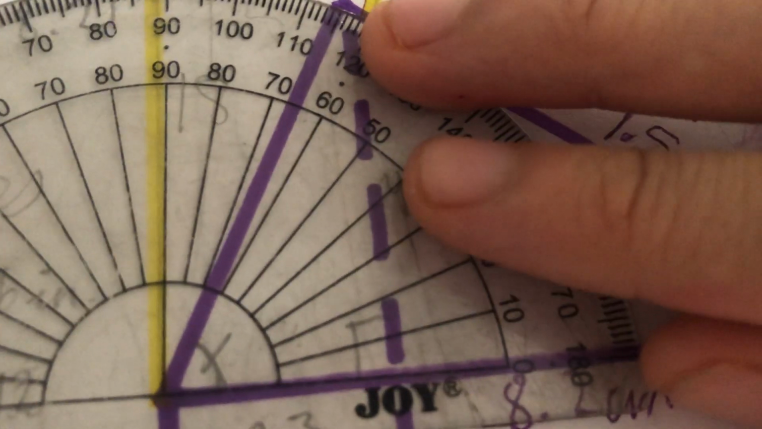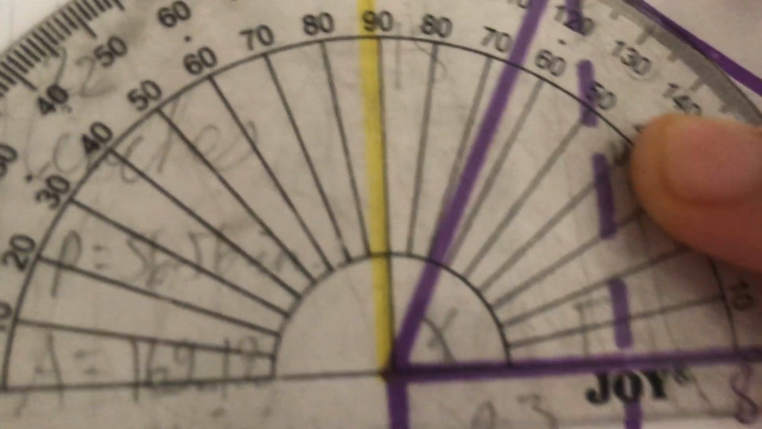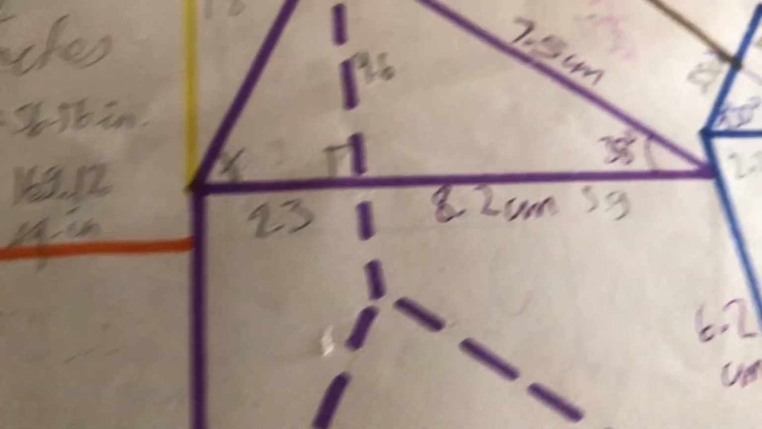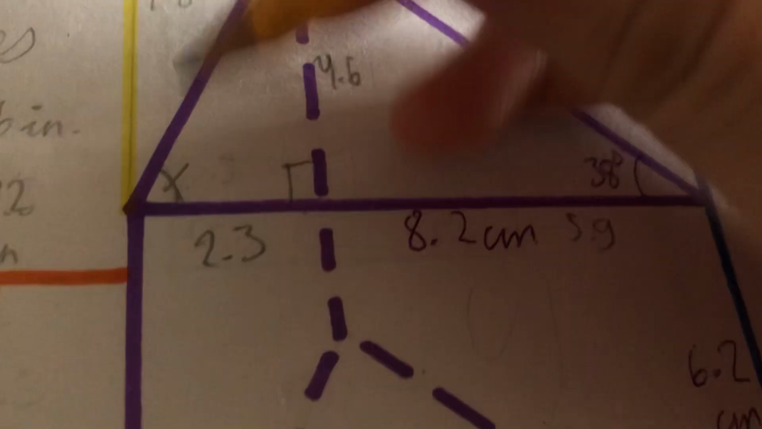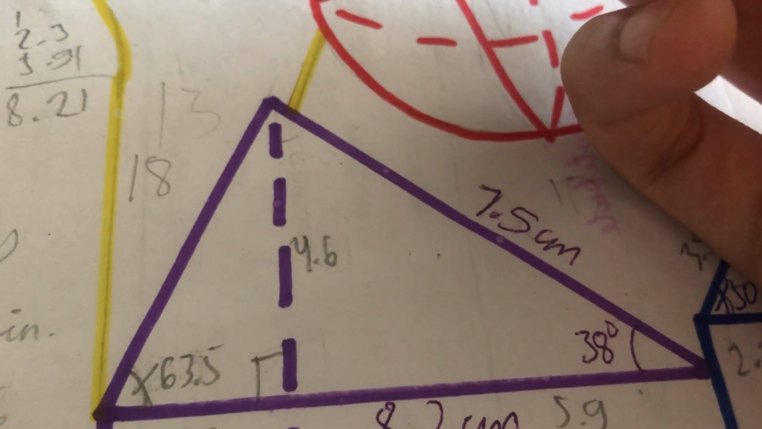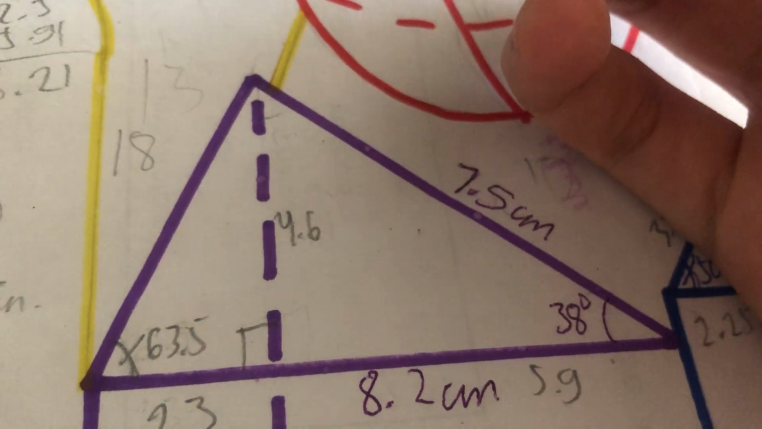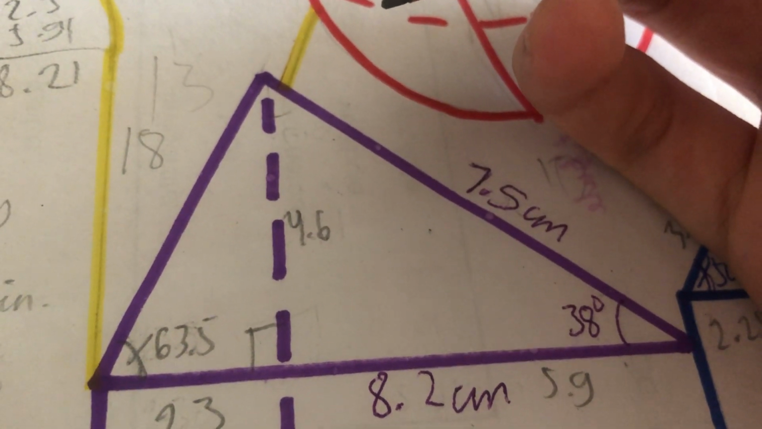It's close, because we rounded off. But never mind, let's just assume it's that way. So this is 63.5. And then the remnant angle: remember, we want to solve for the top angle. We can do it this way.